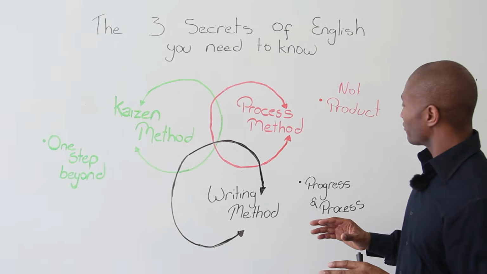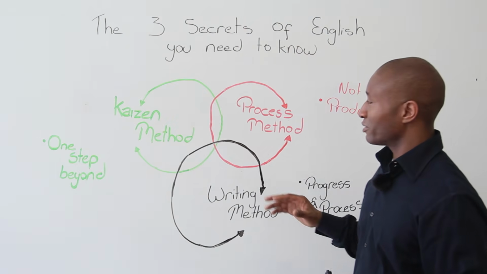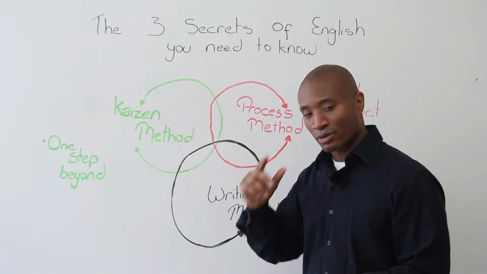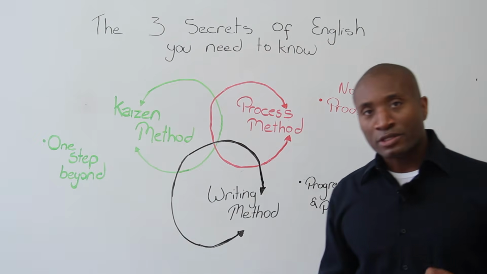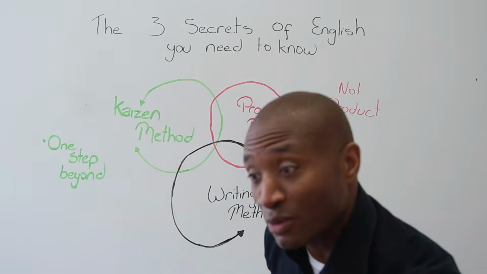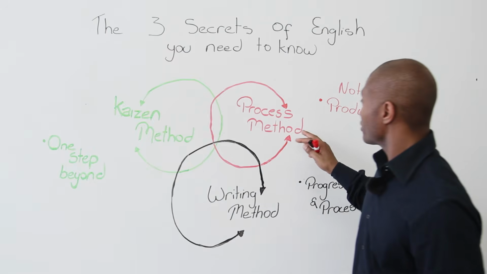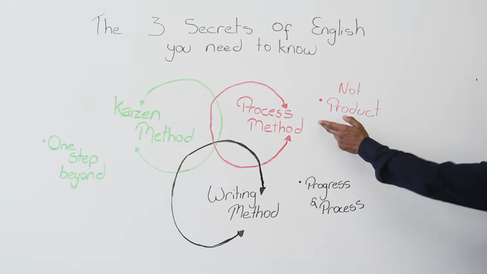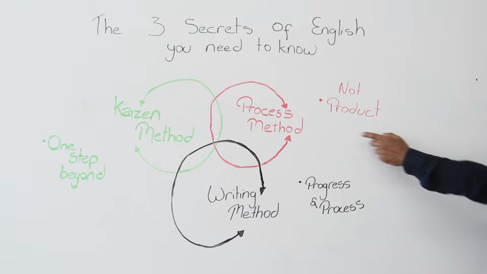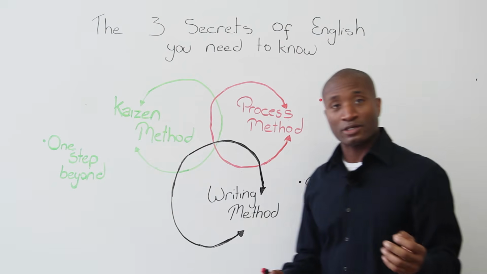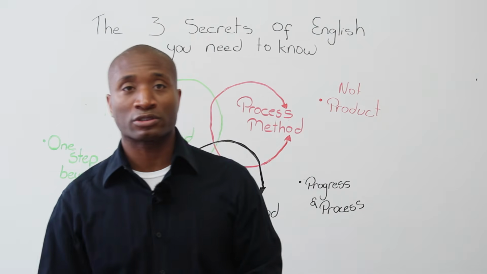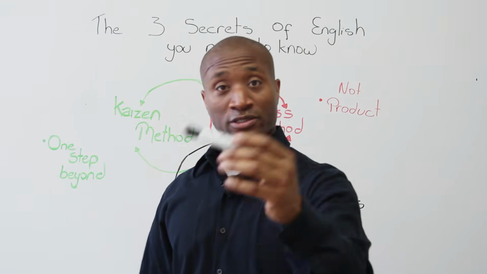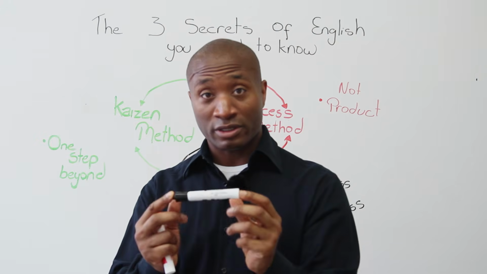All right, let's start with the first one, the process method. I know, and it's in red, and I start here why. Most of the times people are learning a language, and this is what the process method is about, people start with product. What is a product? A product is something you can touch or hold. This marker is a product. But this isn't how the marker started.